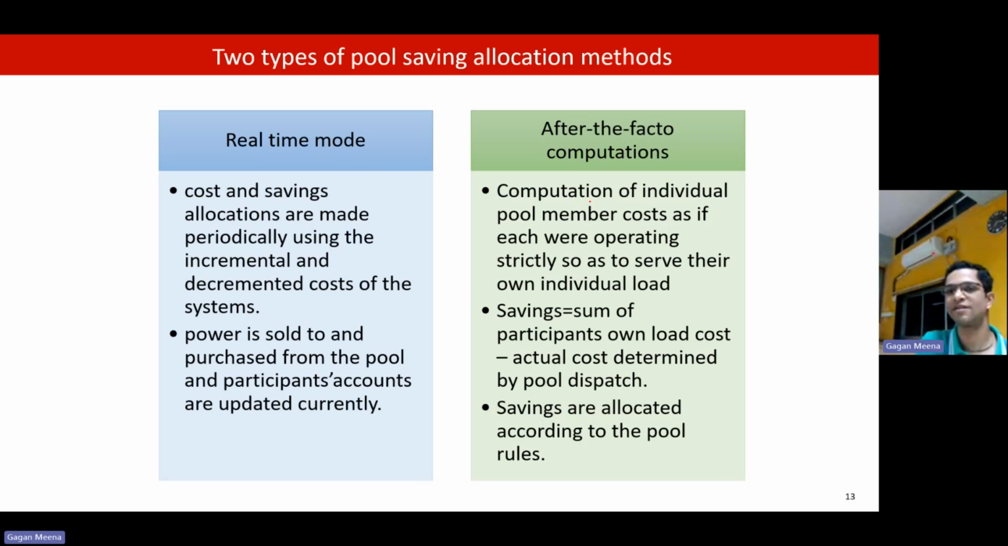So here, first of all, the individual pool member costs are computed; they calculate their own production cost as if they were operating just to serve their own individual load. Then the savings are calculated as the difference between the sum of all these participants' own load costs and the actual cost determined by the pool dispatch. Then that saving is allocated according to the rules designed or decided by the pool.